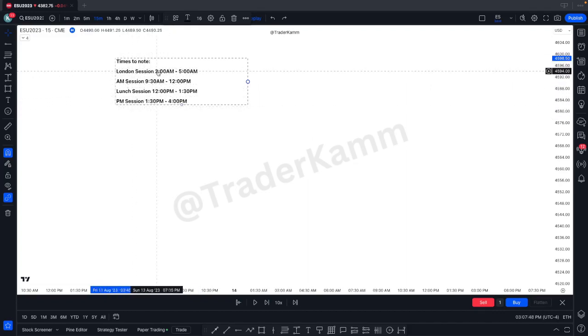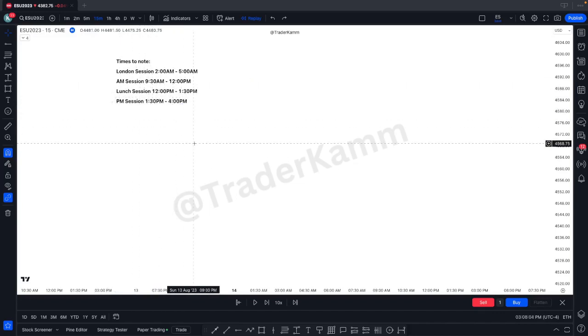So London is between 2 and 5 a.m. All these are New York Eastern time. The AM session is between 9:30 a.m. and noon, 12 p.m. The lunch session is 12 p.m. to 1:30 p.m. And then the PM session, finishing the day, is 1:30 p.m. to 4 p.m.